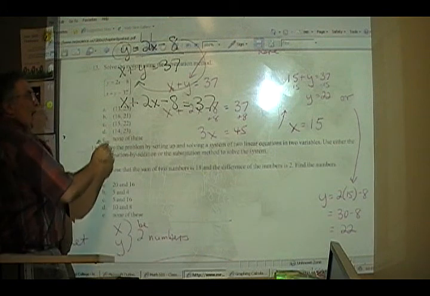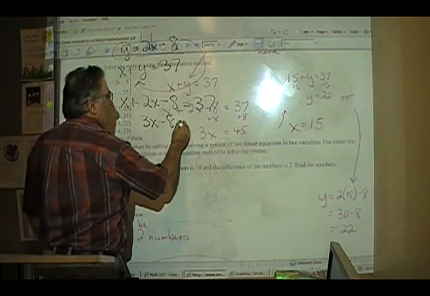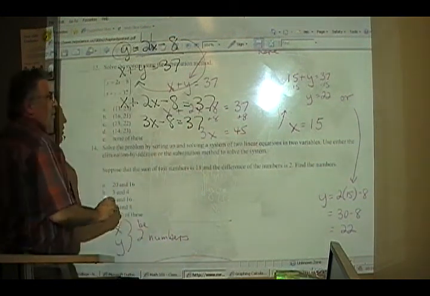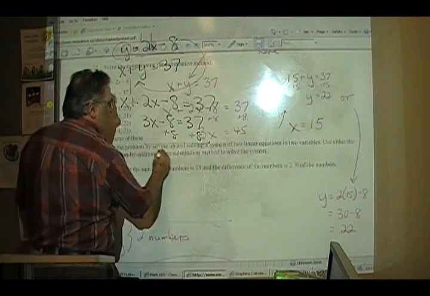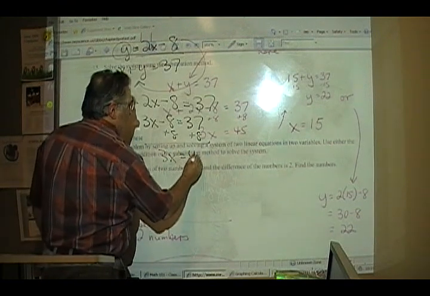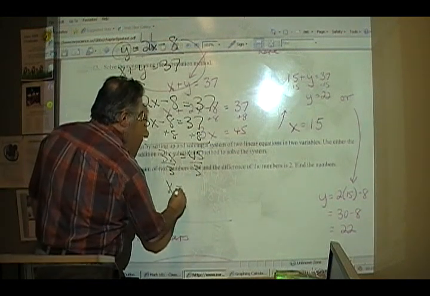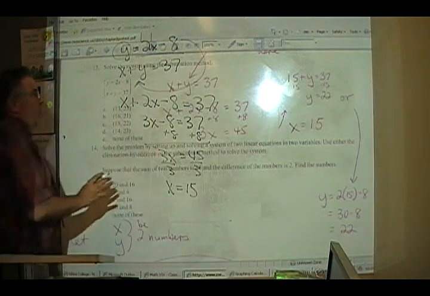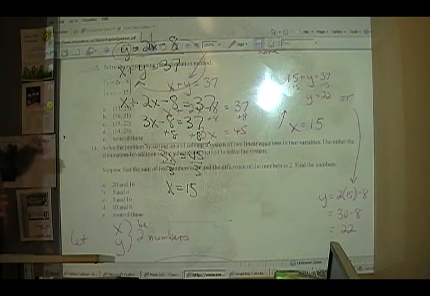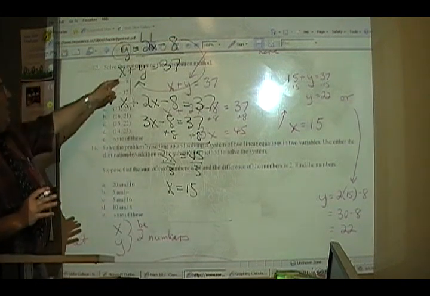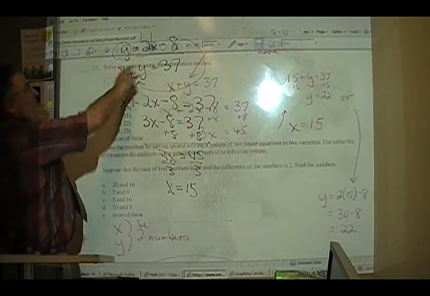Now we could solve for x. 1x plus 2x is 3x, minus 8 equals 37. Okay? Now I add 8 to each side, and that gives me 3x equals 45. Divide each side by 3, and I get x equals 15. So what that's telling me is if I graph these two lines, they're going to cross at x equals 15.